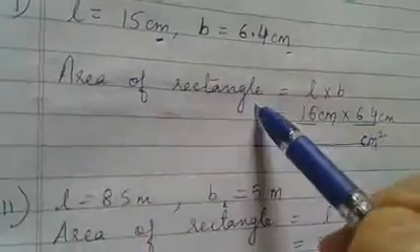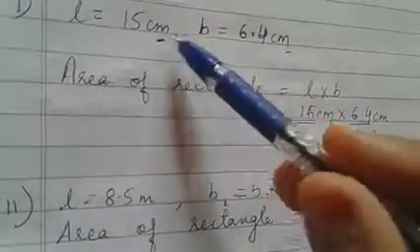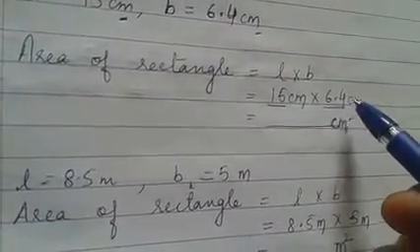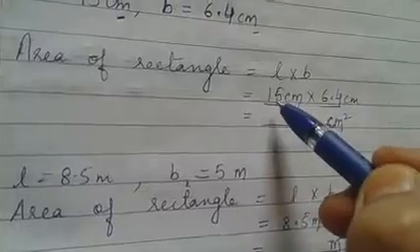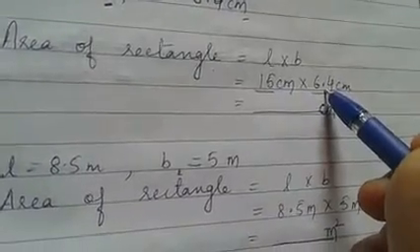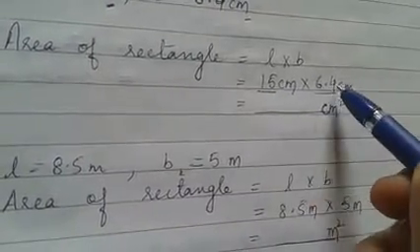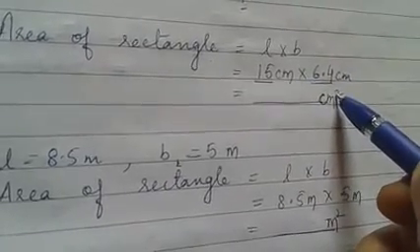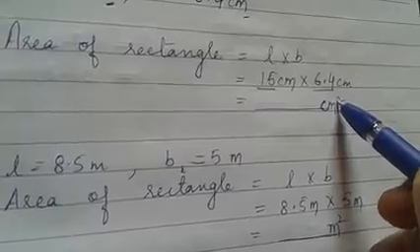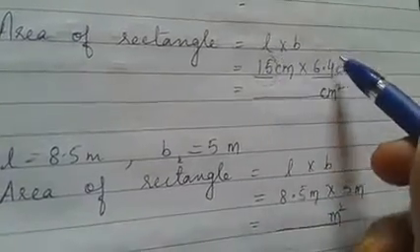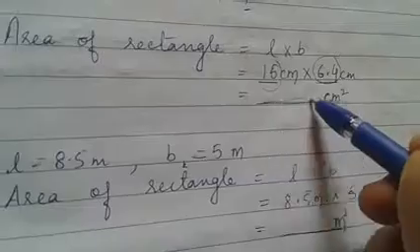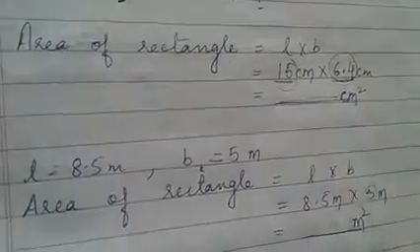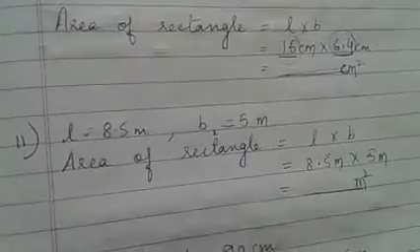Okay. So area of rectangle is length into breadth. What is the length given? 15 centimeter. And what is the breadth given? This is 6.4 centimeter. What you have to do is multiply 15 into 6.4, and centimeter into centimeter gives centimeter square. Area always comes in square units. So multiply 15 by 6.4 and get the answer. It is multiplication work, and putting the decimal correctly is your job. We have studied it in decimal fractions.